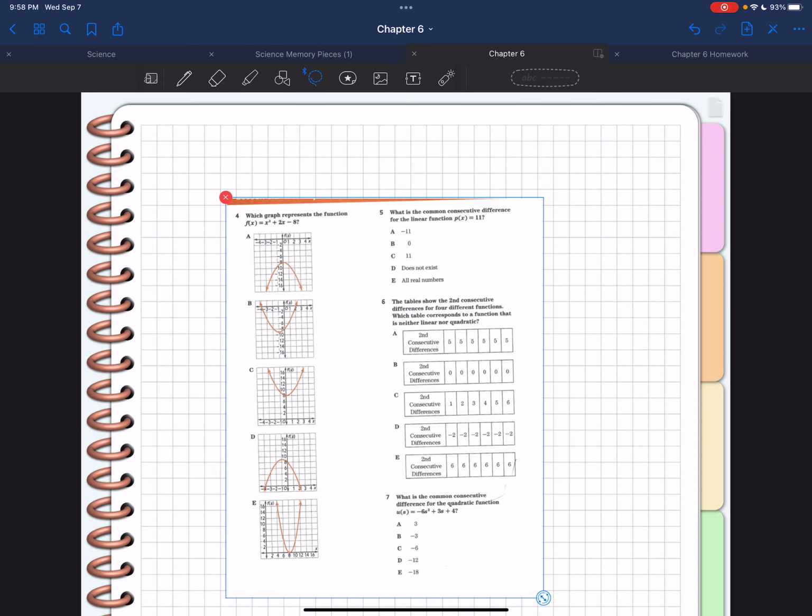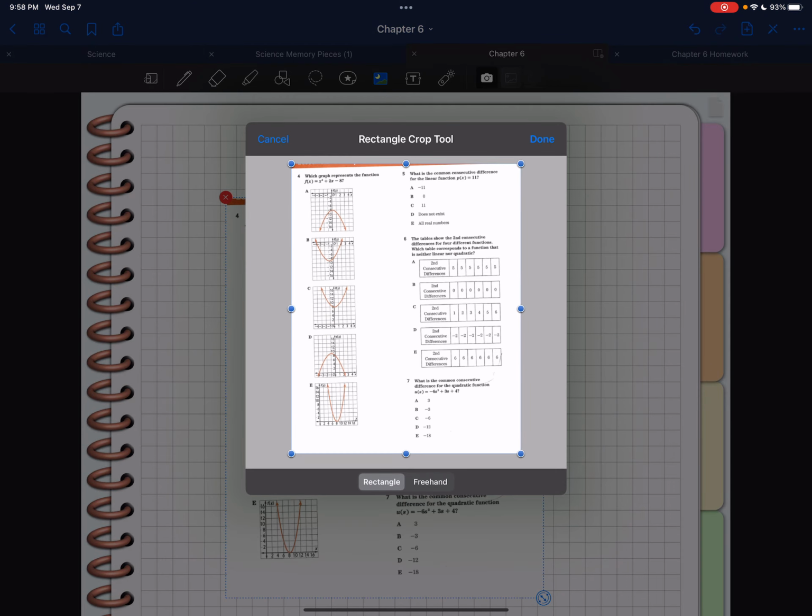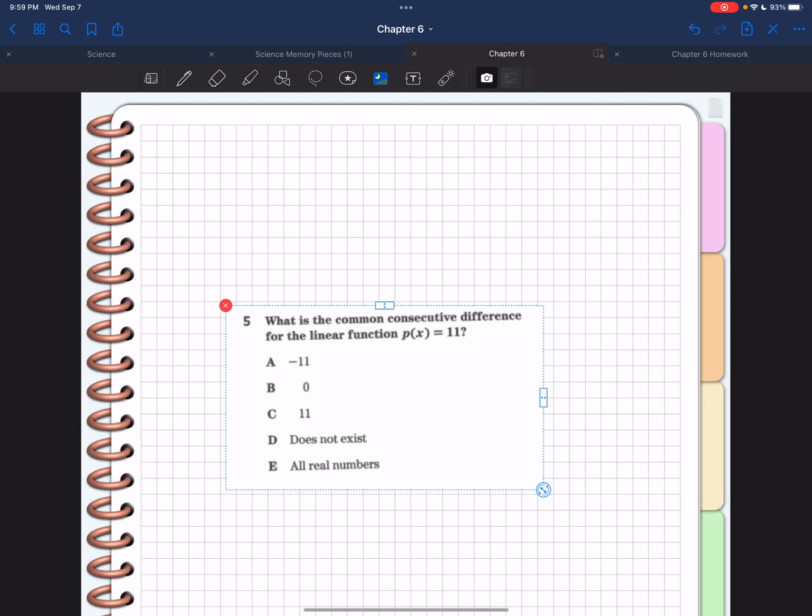Well, sorry, I got to crop again. There are times that I still don't know what I'm doing on this iPad. It's like all of a sudden it just changes its mind and does whatever it wants to.